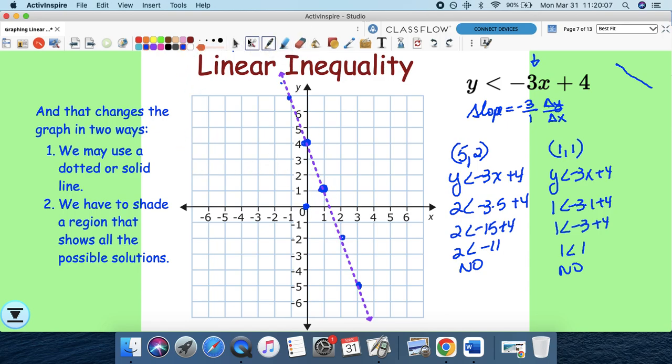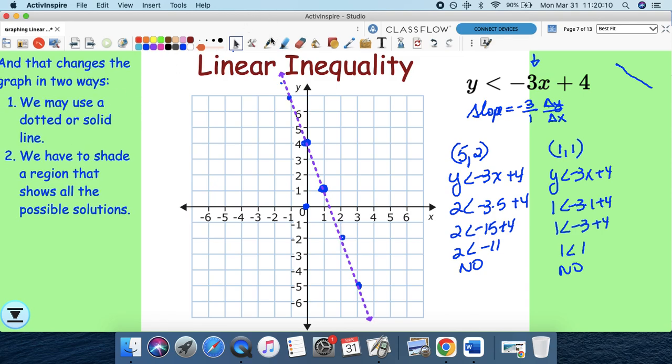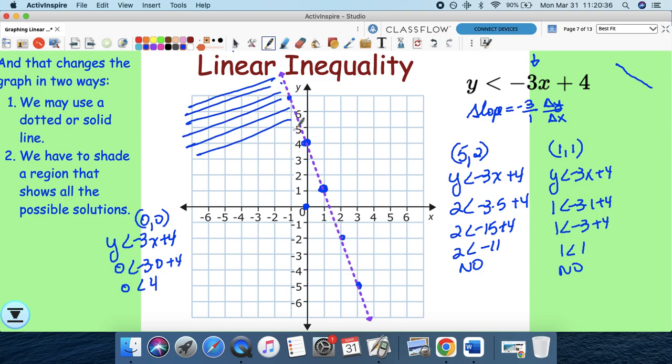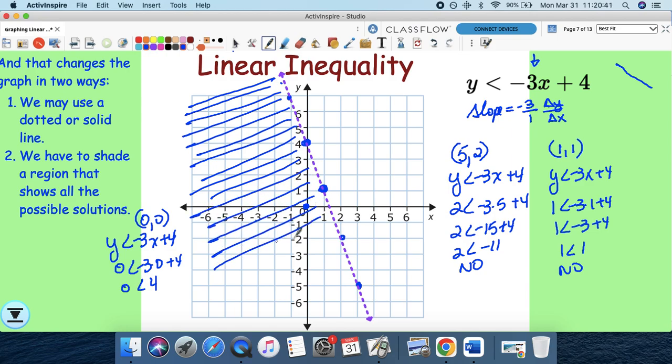So let me try that point. Again, here's my point, (0, 0). The inequality is y less than negative 3x plus 4. 0 less than negative 3 times 0 plus 4. 0 is less than 4. Is 0 less than 4? Yes, it is. So a point under our line works, so that tells you that all points under this line will work. So the solution to this inequality is every point that's under the line.